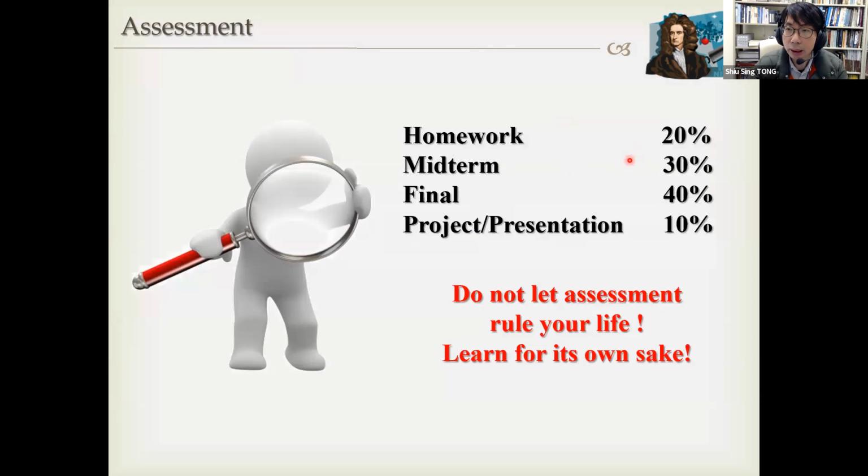Now, this is the assessment of the course. Homework takes 20%, the midterm takes 30%, the final takes 40%, and we have a project presentation, which takes about 10%. This is the assessment, but I emphasize that please do not let the assessment rule your life. I think you should learn for your own sake.